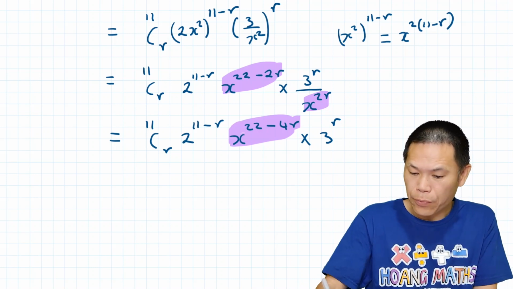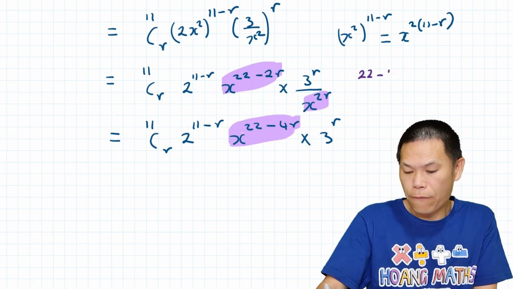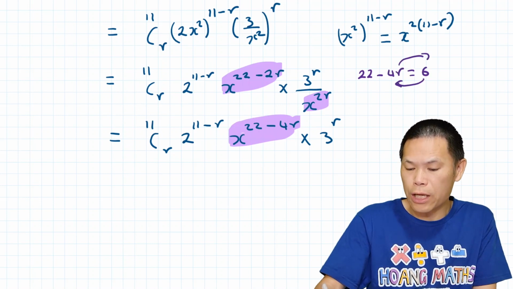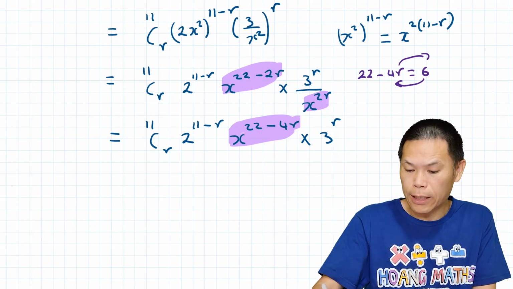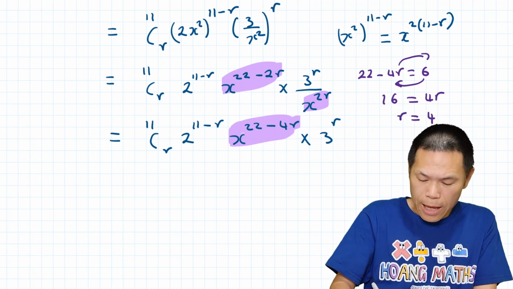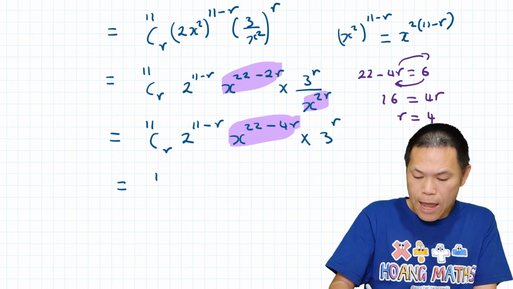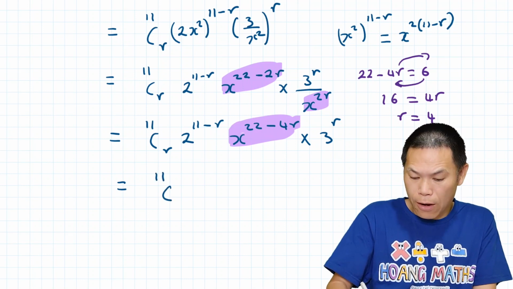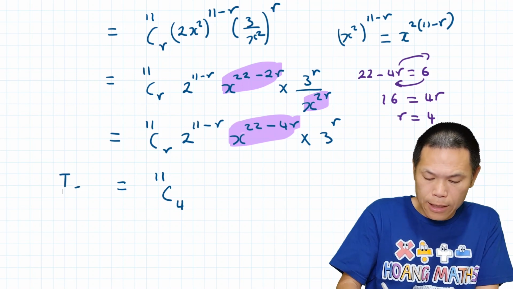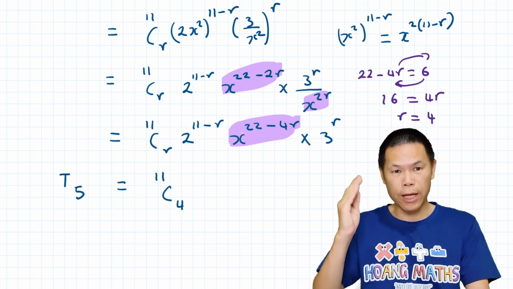So I just write here, 22 minus 4R is 6. I move this to that side, this to this side. So 22 minus 6 is 16, equal to 4R. So therefore R must equal 4. So in another word, that is equal to 11 C4 because R is 4. This means that it is term 5. Keep that in mind.